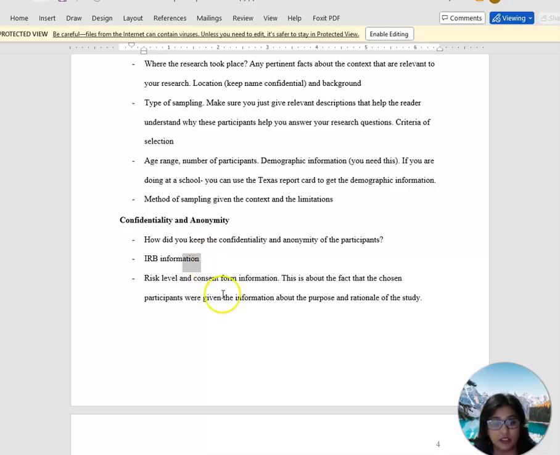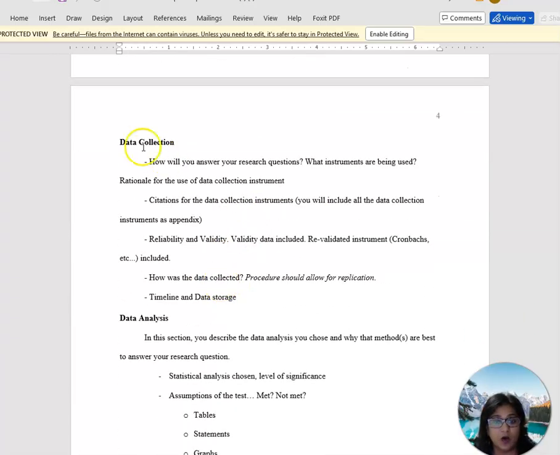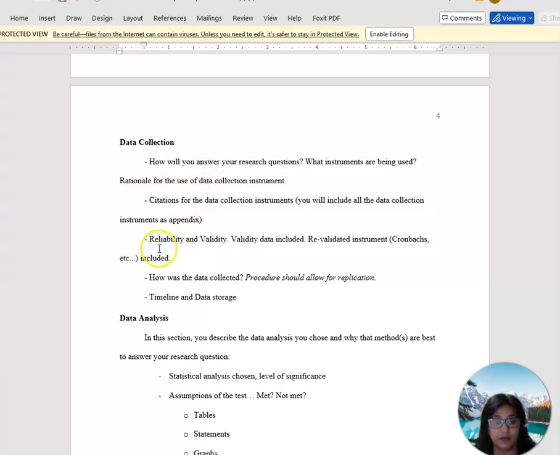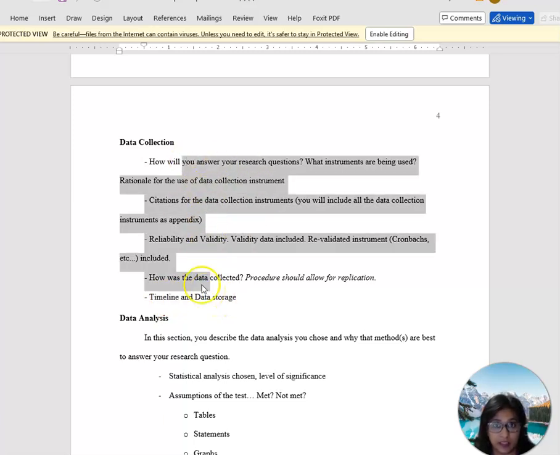The next section is your data collection, and all the data collection instruments. Remember, you had a section about the procedures of data collection and research procedures on your IRB. So you're going to have that information. You have to have reliability and validity information. How was the data collected? The timeline and data storage, all of that goes under data collection.